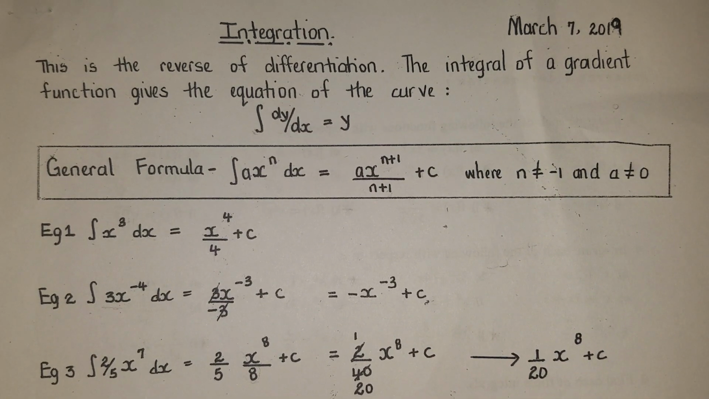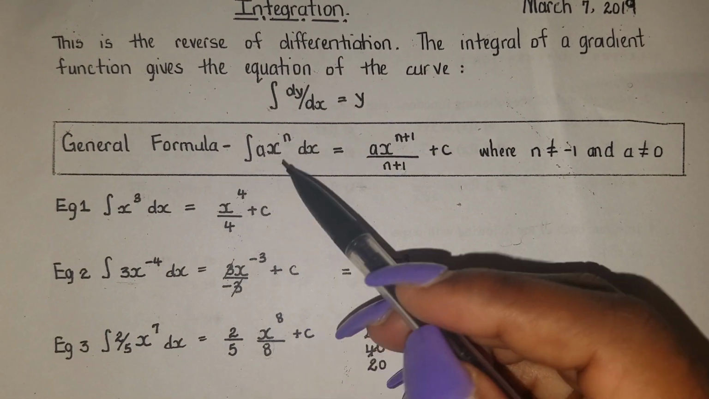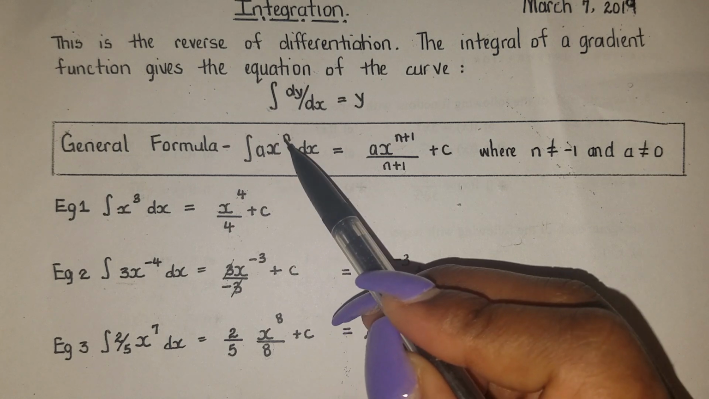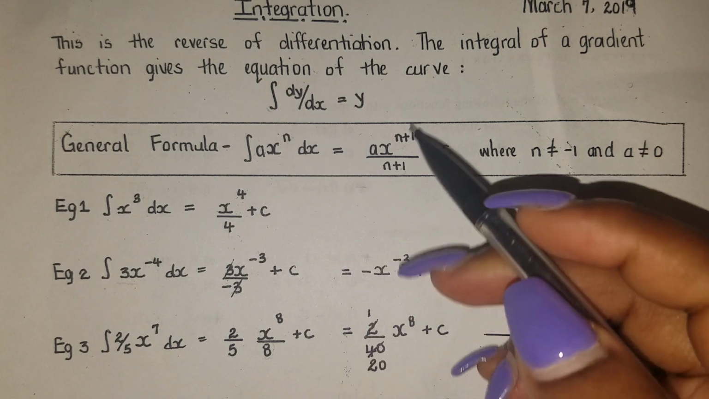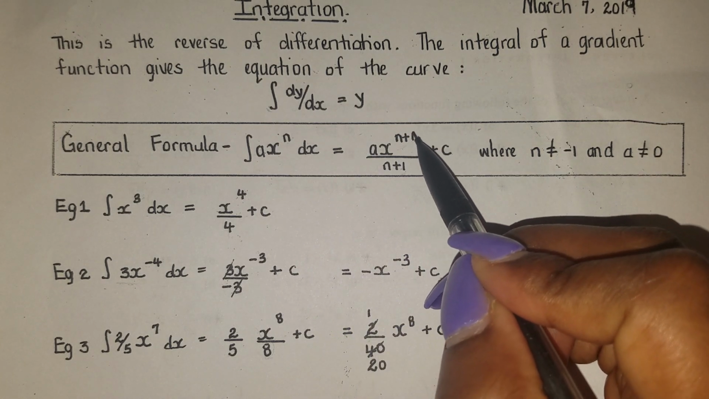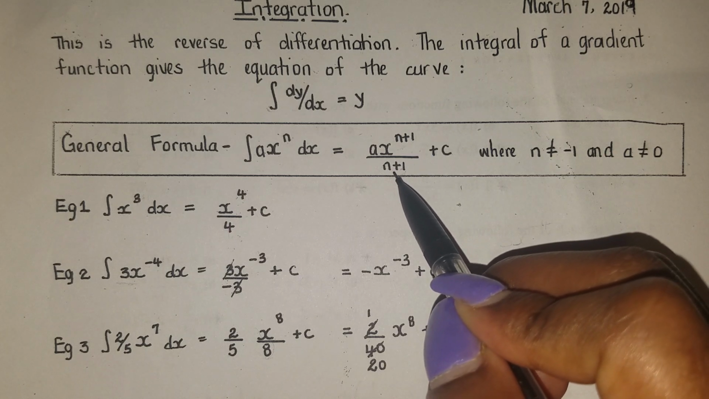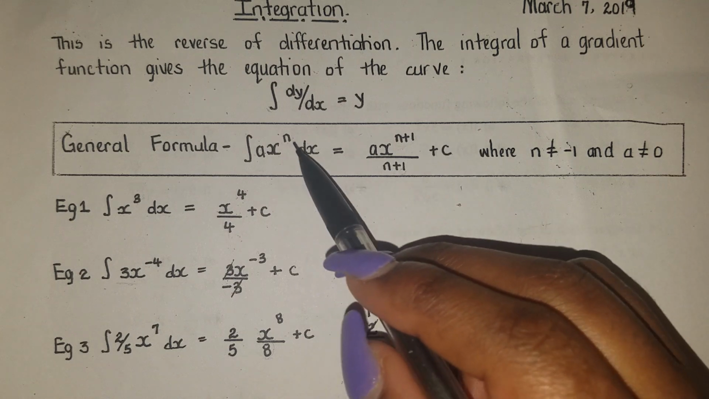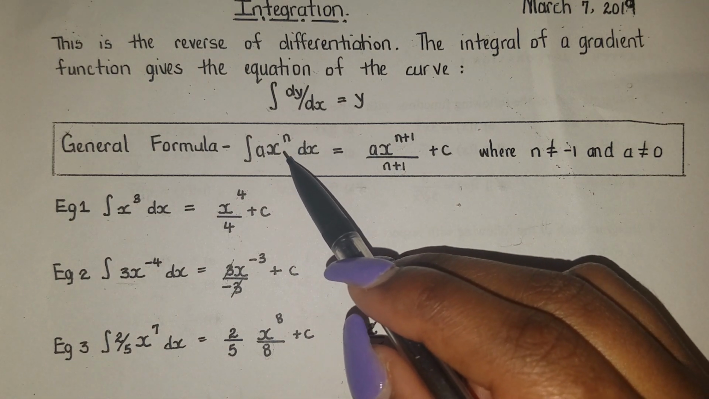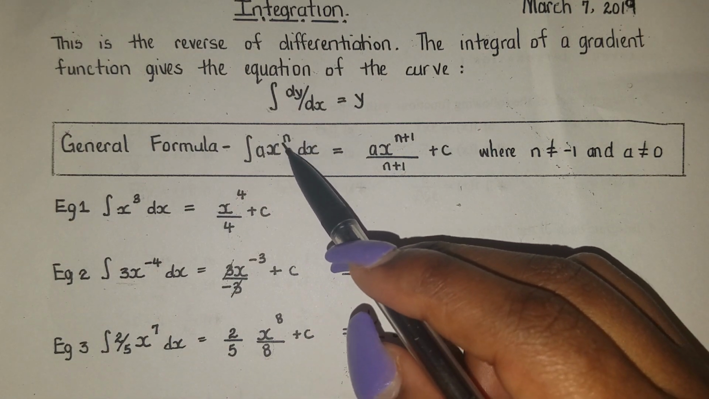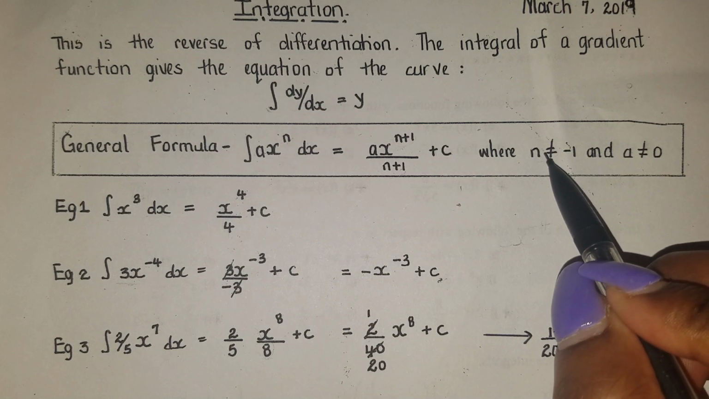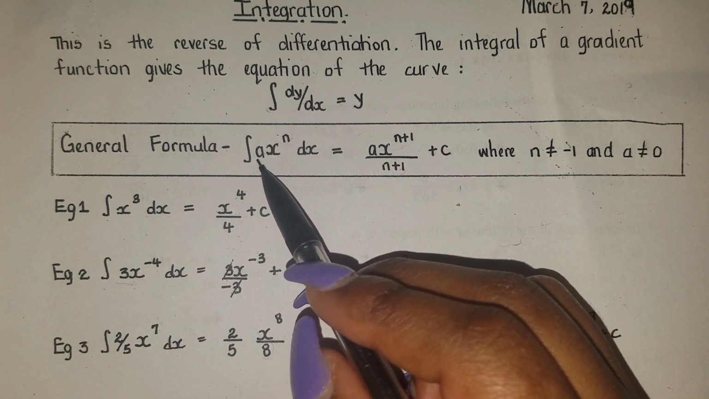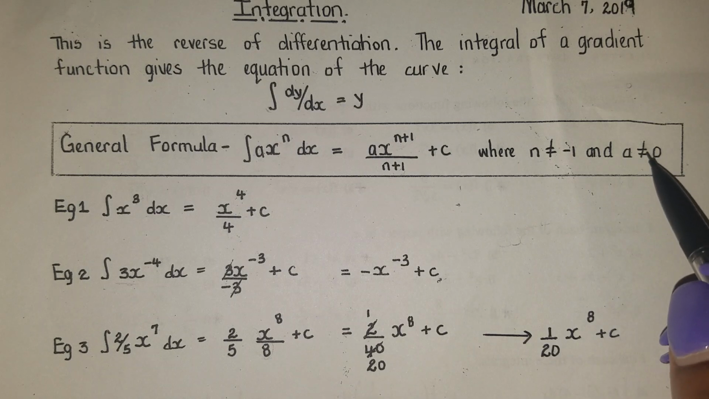So the general formula to integrate a function in the form ax raised to the power of n: you simply add 1 to the power and divide by that answer, and you put a plus c at the end. Now this formula can only be used for functions where the power is not equal to -1 and the coefficient of x is not equal to 0.